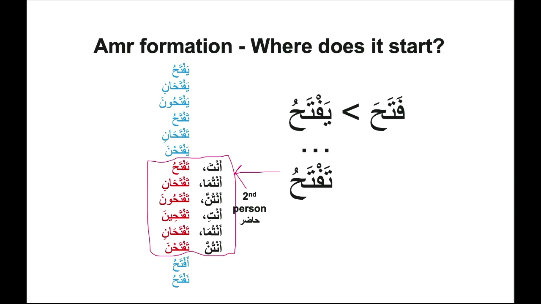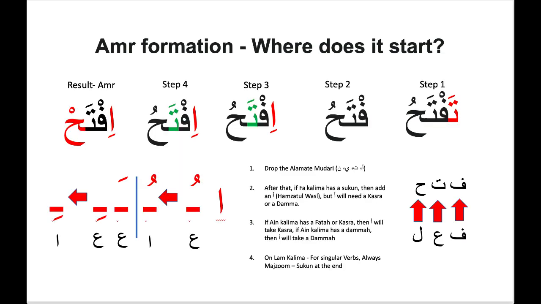Amr needs to be formed with these six verbs, and I'll show you how to make it. We shall be forming Amr from taftahu. So the first rule is to drop the alamat mudari'. As you remember, all the prefixes for fi'l mudari' are identified by the four characters, and they are a, ta, ya, na: ataina.